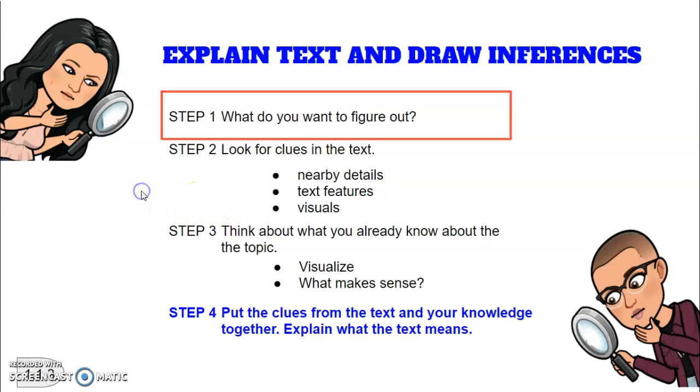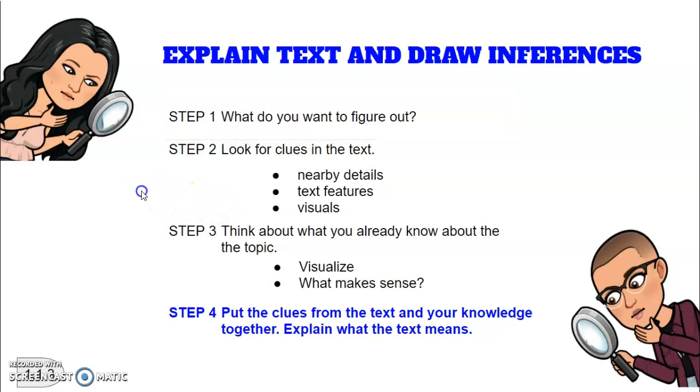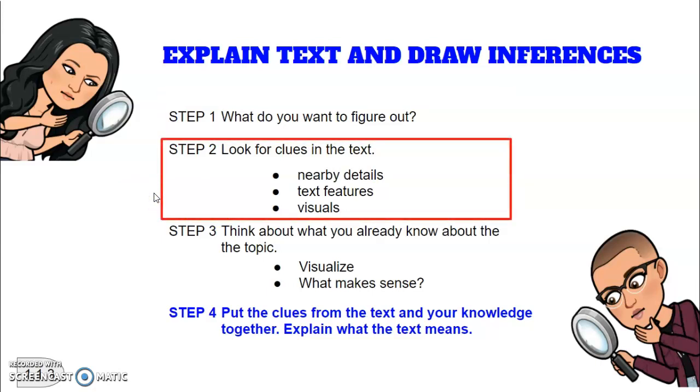Our second step is to look for clues in the text. We are looking for text evidence that could help us answer that question, okay? So our first step, what do I want to figure out? Our second step, what clues do we have in the text that could help us answer our question?